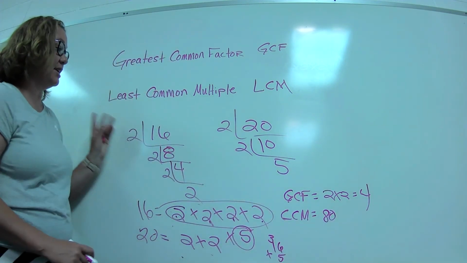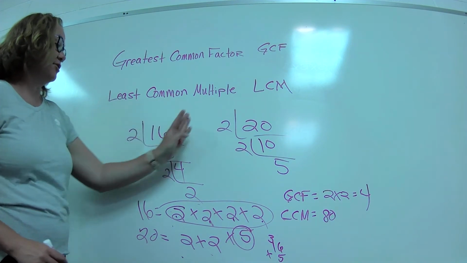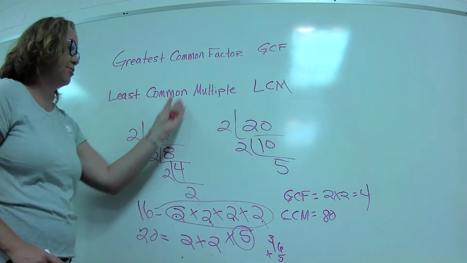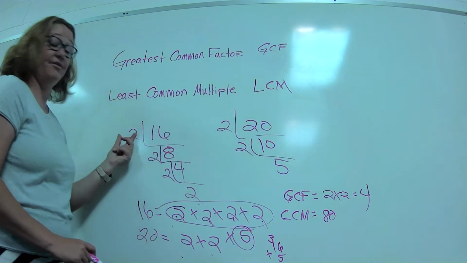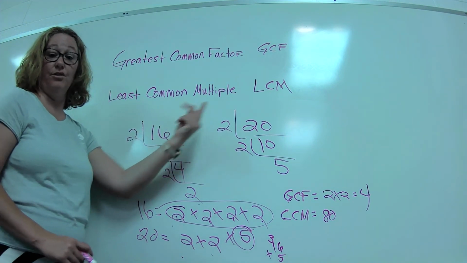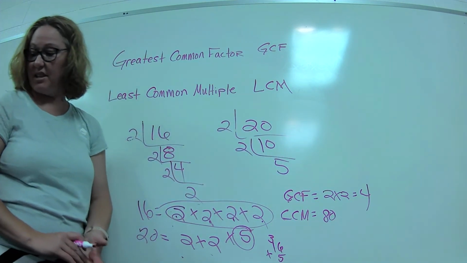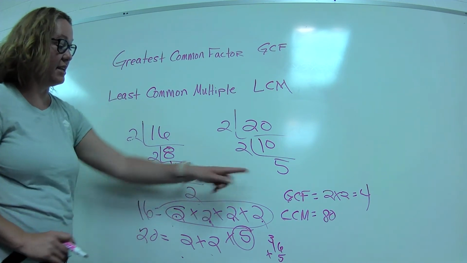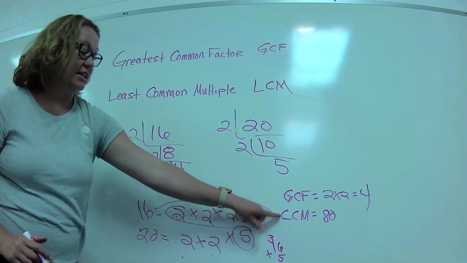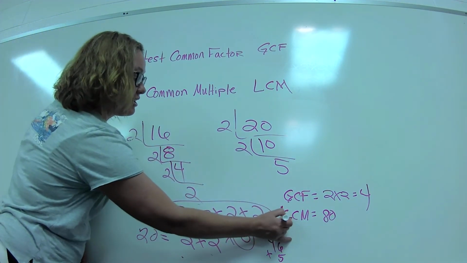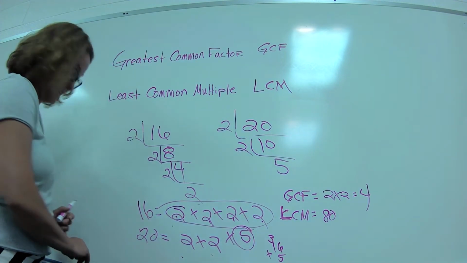Now, aren't you glad we didn't have to do all of those multiples? 20, 40, 60, 80. But then you're up to 16, 32. You're going to have to continue doing your multiples of 16. So we have a greatest common factor of 4 and a least common multiple of 80.